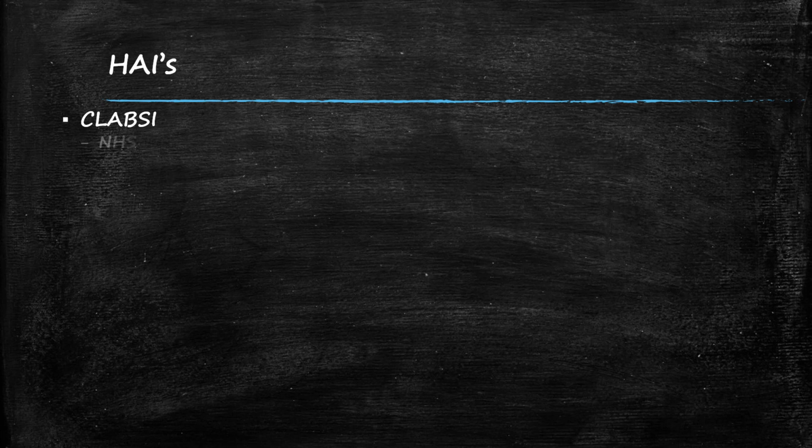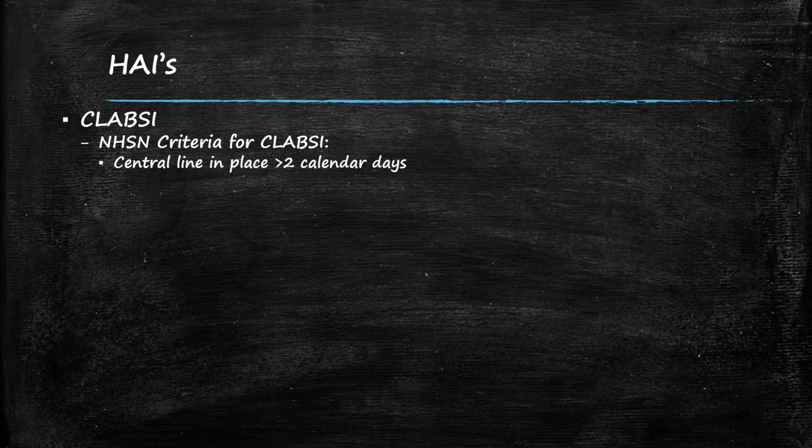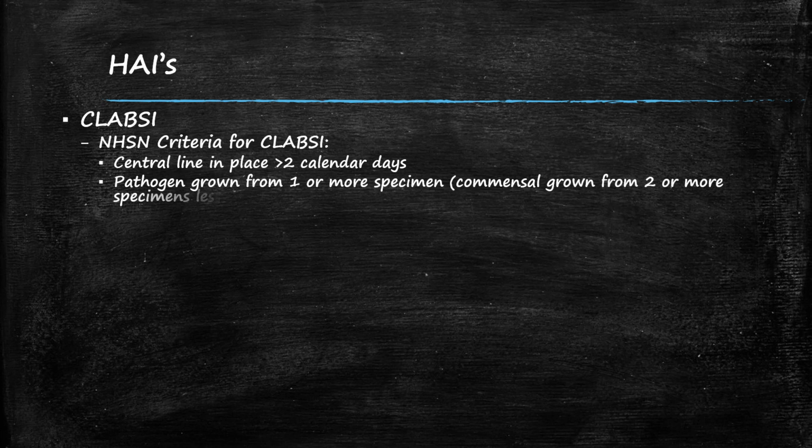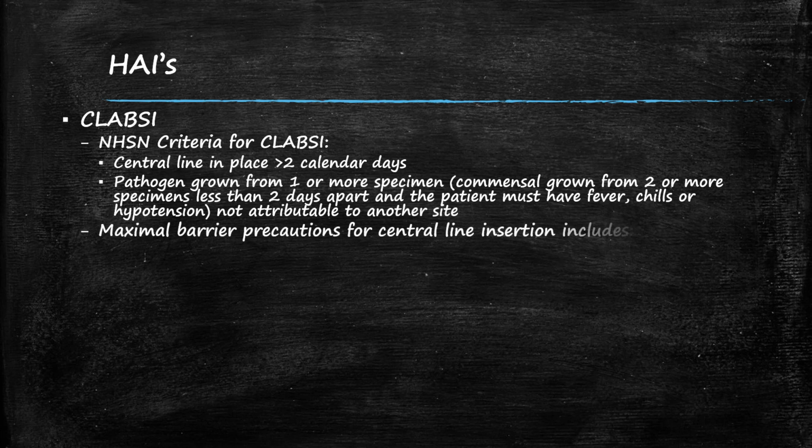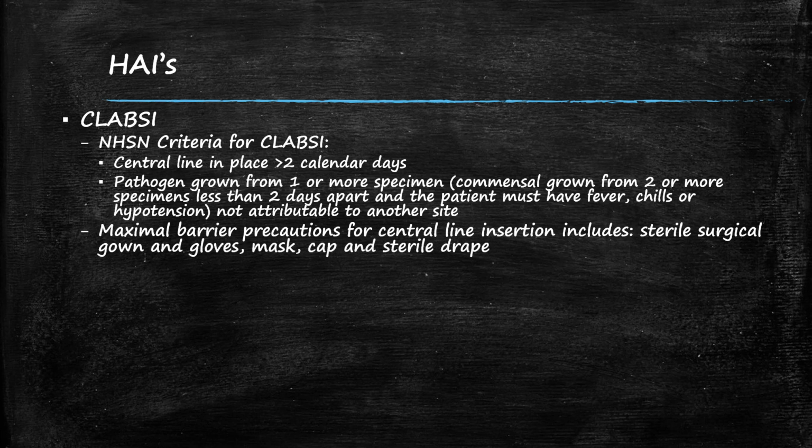Continuing on, we'll talk about CLABSI. The NHSN criteria for CLABSI is that the central line is in place for greater than 2 calendar days. There are pathogens grown from one or more specimens. Maximum sterile barrier precautions for central line insertion includes sterile surgical gown and gloves, mask, cap, and sterile drape.